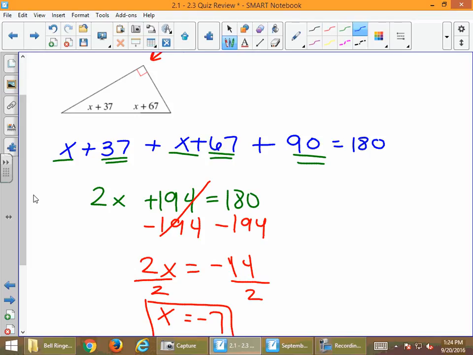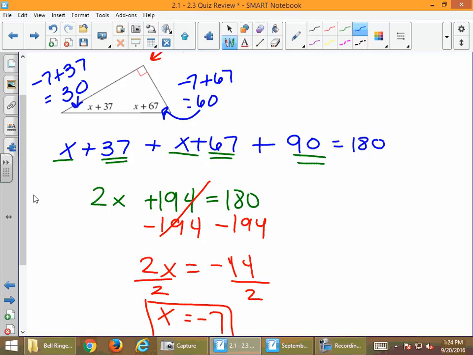Okay? What do the directions say? We found x. We also need to find what? Yeah, how are we going to do that? No, plug it in. You're going to take -7, plug it in here. And what do we get when we do -7 plus 37? 30. We know this angle right there is 30. Take -7 and plug it in here. What do we get when we do -7 plus 67? 60. We know that angle right there is 60.